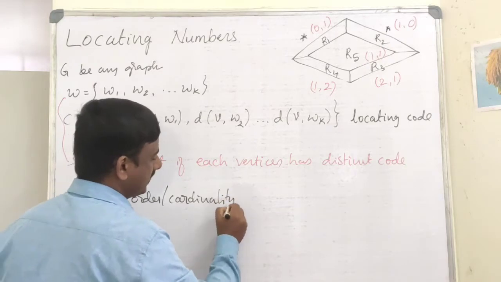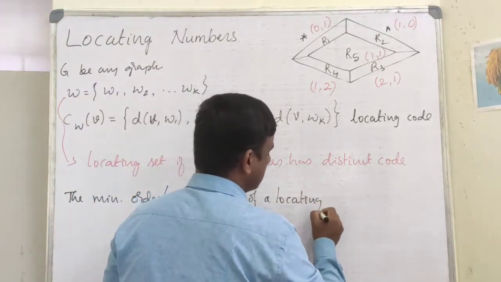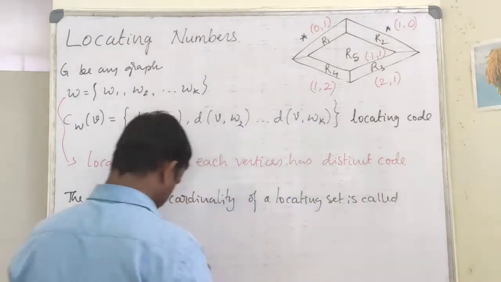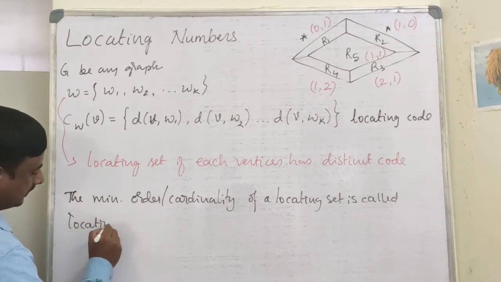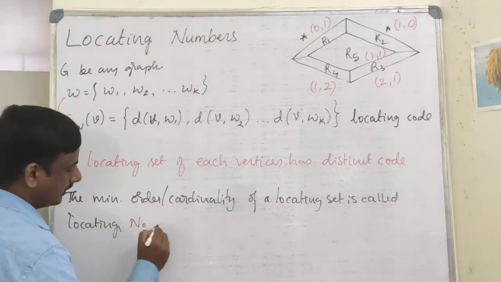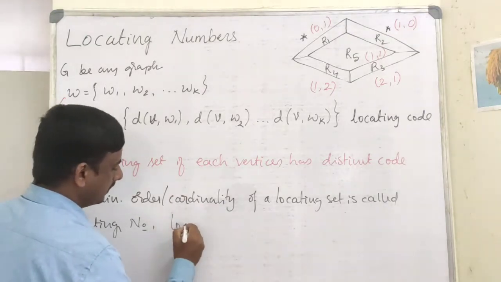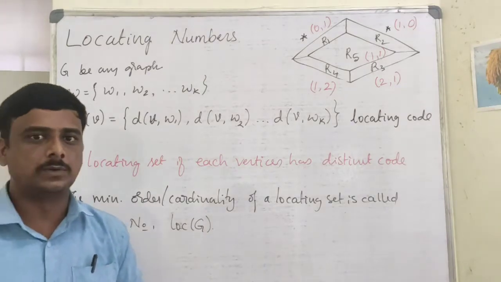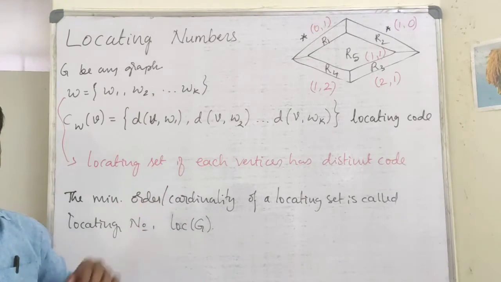of a locating set is called the locating number, denoted by LOC of G. So this is the definition of locating number.